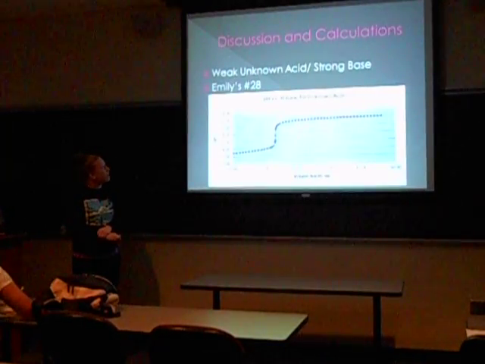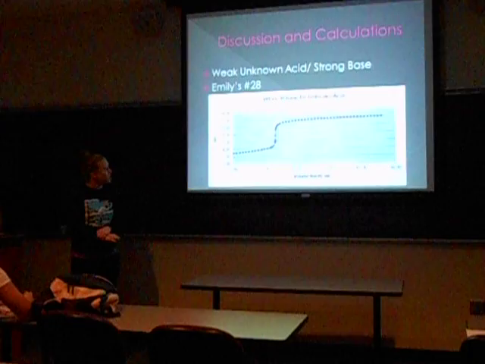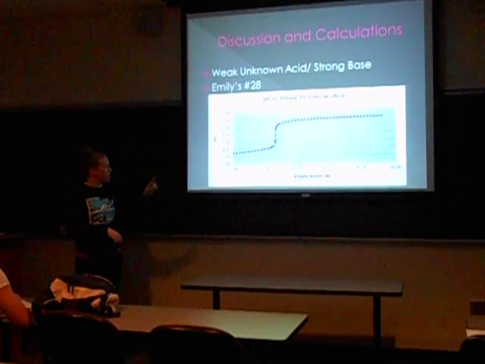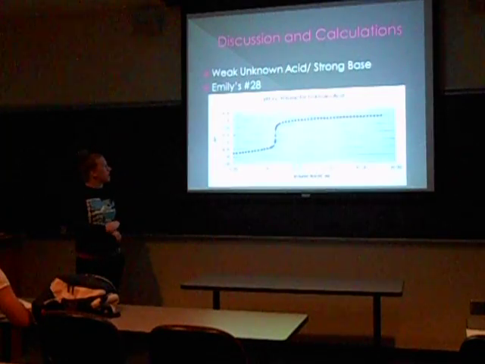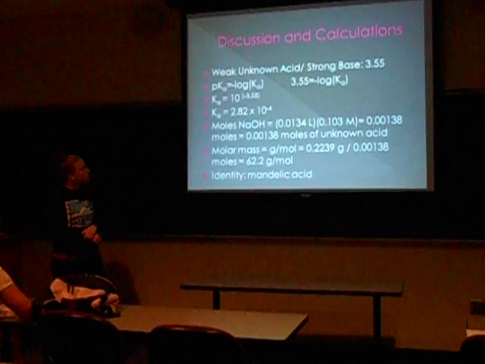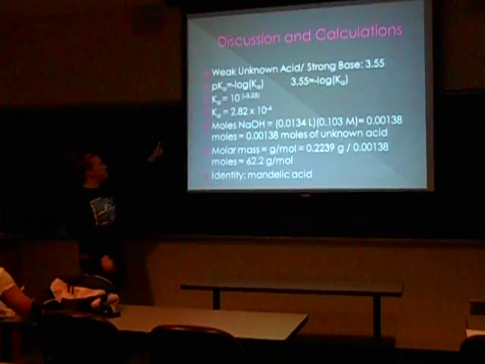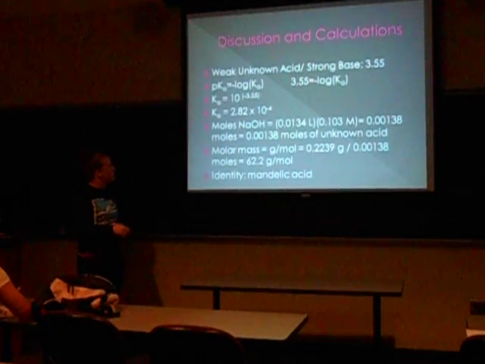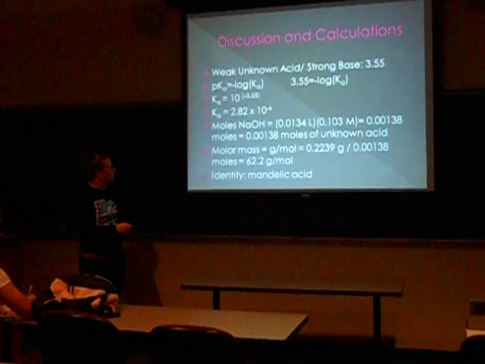For the unknown number 28, the titration curve is shown here, and we did the same thing to find the pKa. You just have to look over at the pH. And then the same thing was done again. You had the pKa, so you set it equal to the negative log of Ka, took 10 to the negative 3.55, which was our pKa. The Ka was found to be 2.82 times 10 to the negative 4.